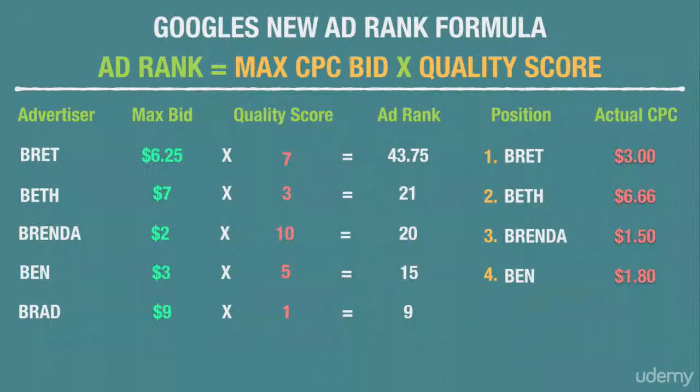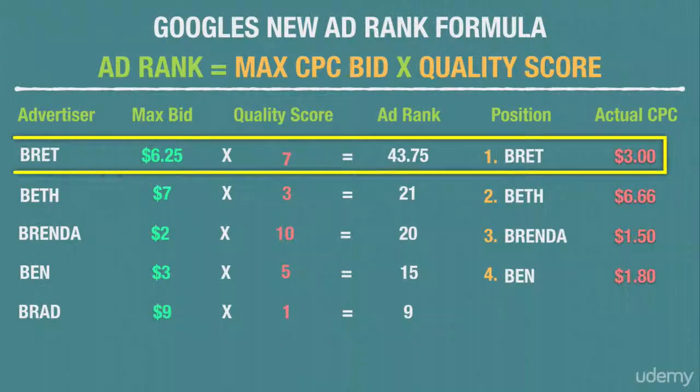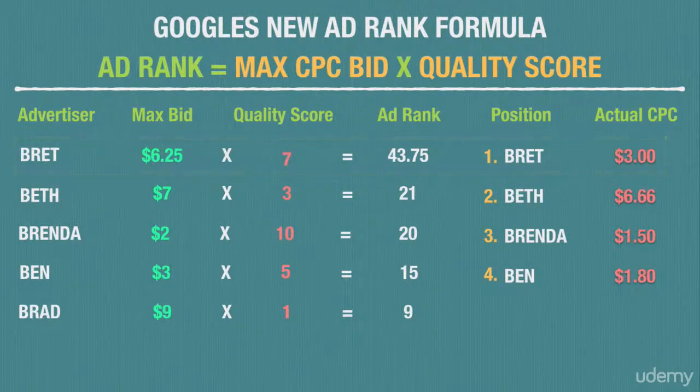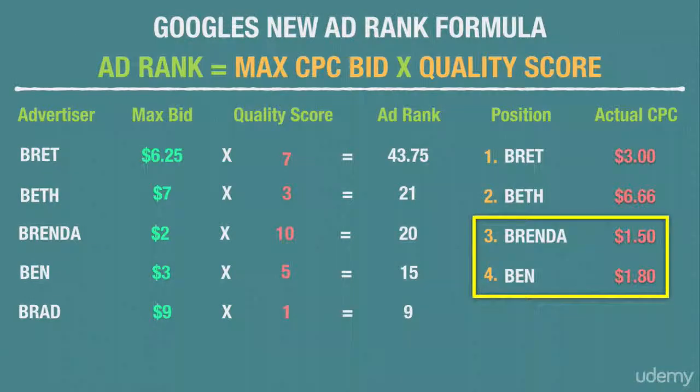The first thing you probably noticed is that the number 1 spot on the page isn't paying the most for a click. Brett's paying just $3 for a click in position 1, which is less than half the click price Beth has to pay to remain in position 2. And that's purely because of Brett's higher quality score. We see a similar thing down below with Brenda and Ben, but just with less disparity between their actual CPCs.